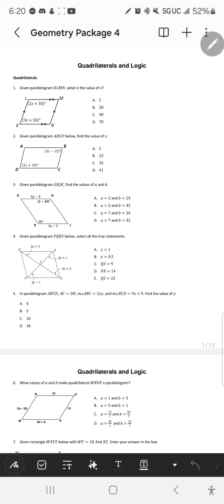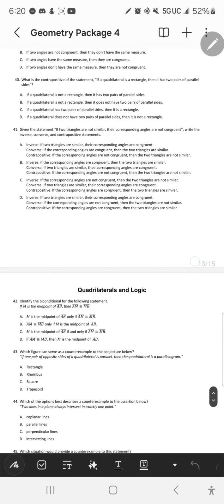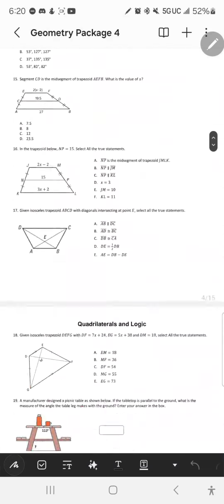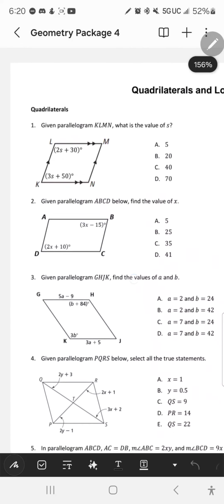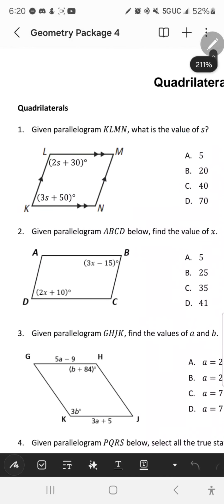We're starting a new batch today. Quadrilaterals and logic. A lot of info, but it's kind of fun. So let's get to it. Number one, given that this figure is a parallelogram, what is the value of s?